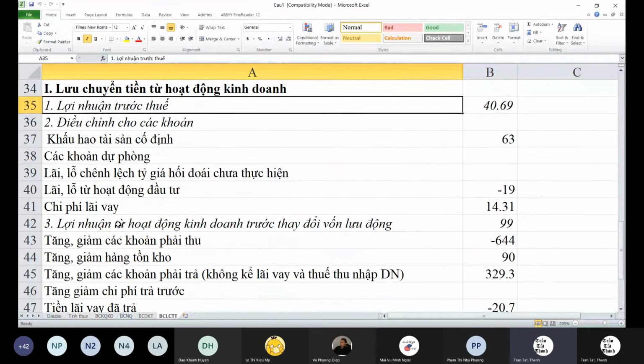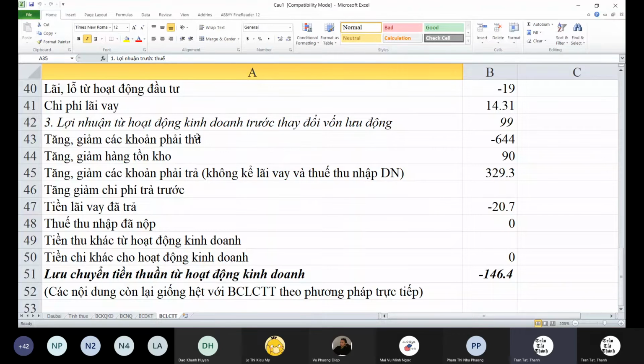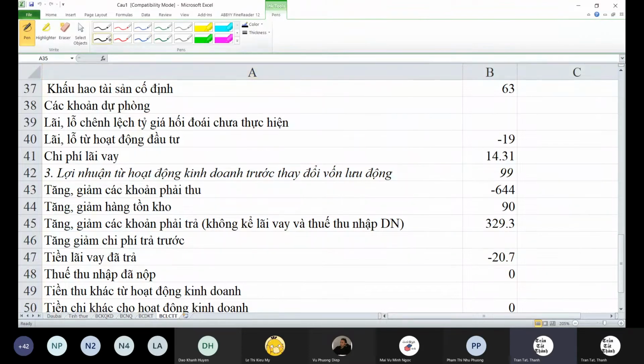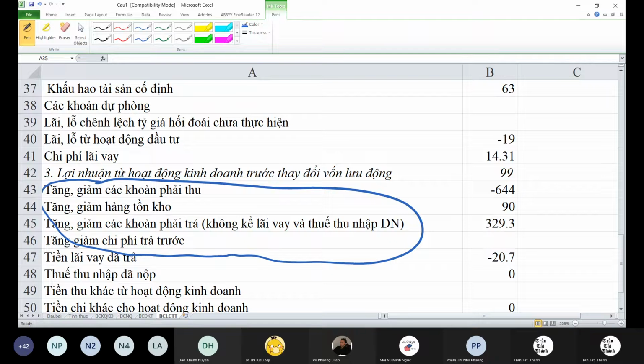But there's something else that you see here. You have the change in net working capital, including the increase or decrease in accounts receivable, increase or decrease in inventory, increase or decrease in accounts payable, increase or decrease in prepaid expenses, etc. That thing we call the change in net working capital. I think you know it already, right? So for that one, we call it changes in net working capital.